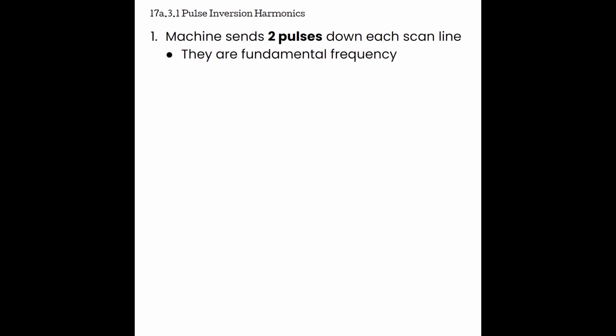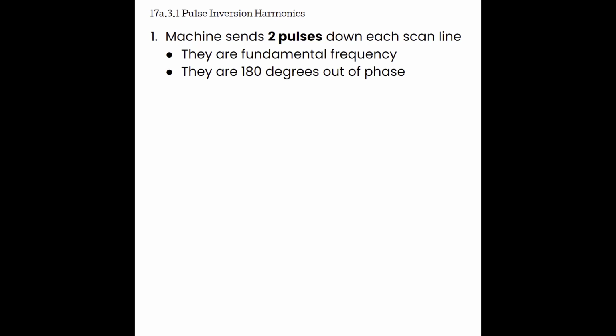But of course, we really don't want that. We want all the benefits of harmonics, but we don't want to lose out on our axial resolution on top of it. So what most machines use is something called pulse inversion harmonics. Pulse inversion harmonics is going to improve the process so there's no loss in axial resolution, and it follows a step-by-step process. First, the machine is going to send 2 pulses down each scan line. They're both going to be of fundamental frequency, and they're going to be 180 degrees out of phase.